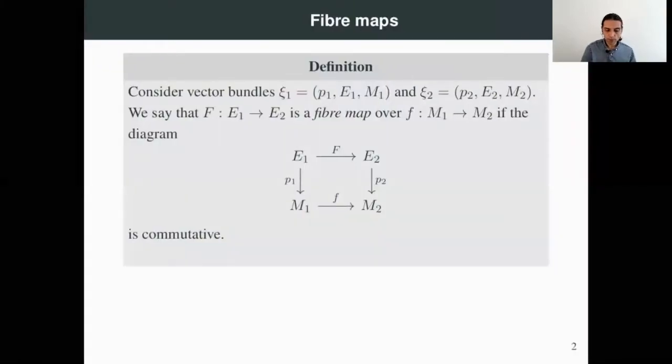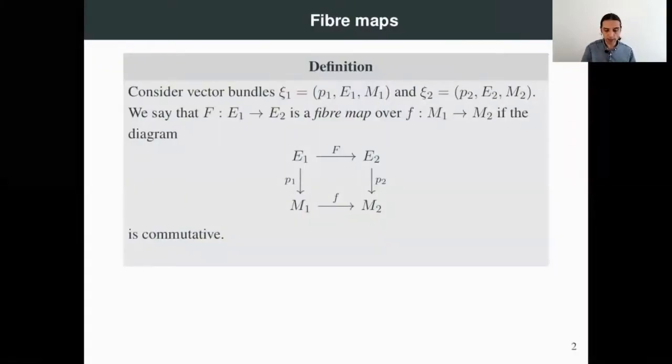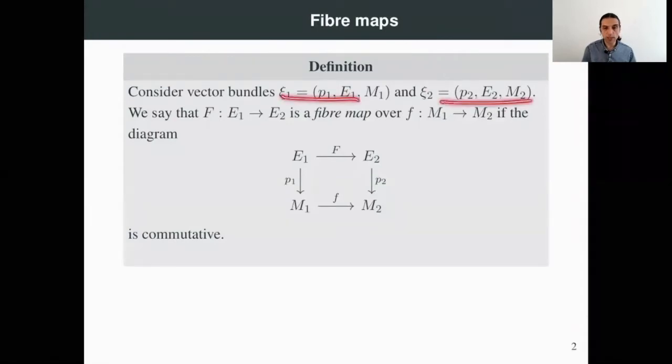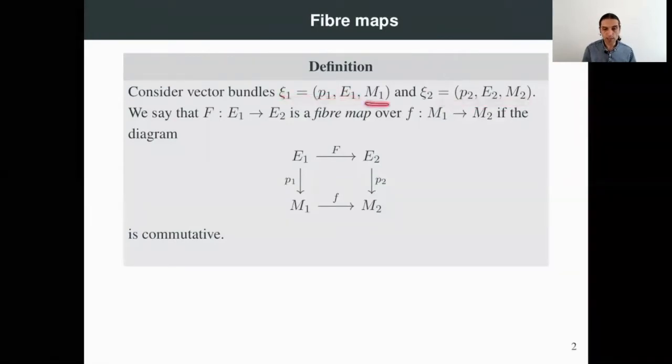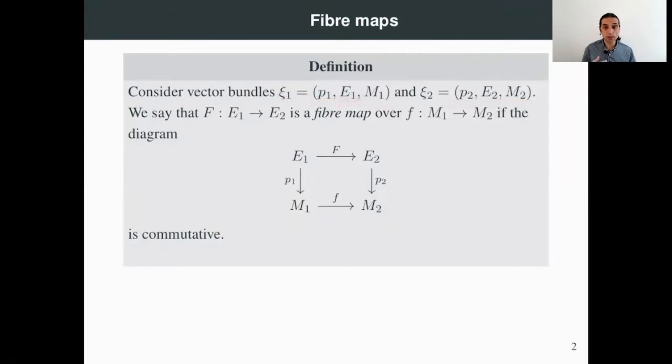So we consider two vector bundles, psi1 and psi2. Psi j has base Mj, total space Ej, and projection pj, and we say that a map from the total space of the first vector bundle to the total space of the second vector bundle is a fiber map over this small f if the following diagram commutes. Okay, what does this mean?